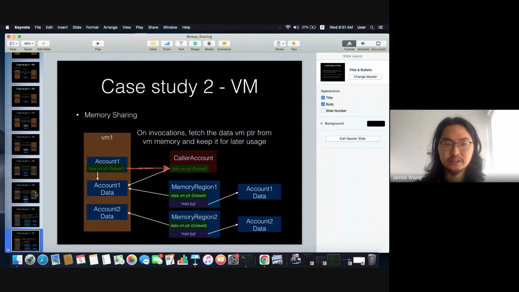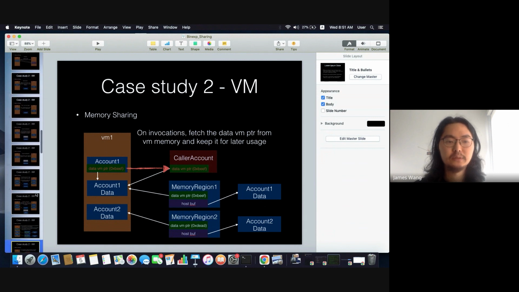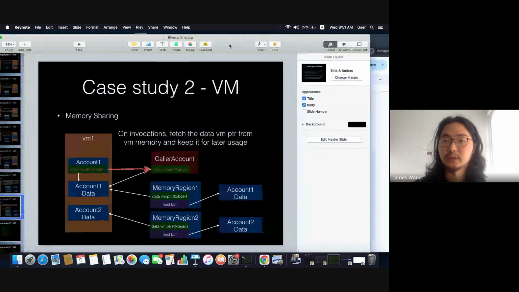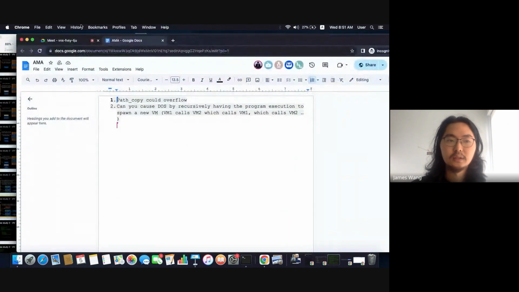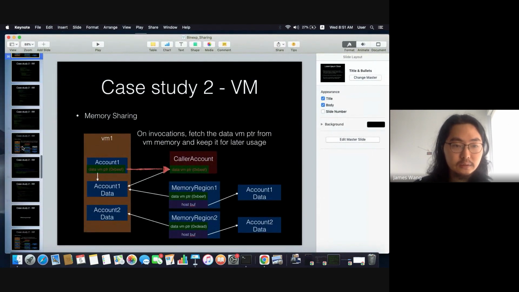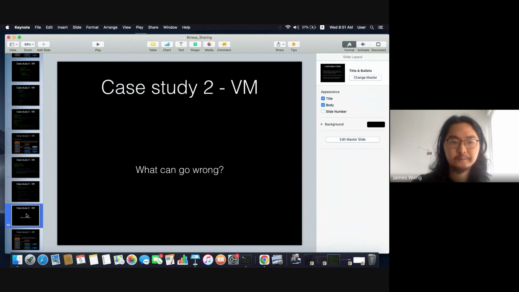Okay, any thoughts on the bug? It's not as obvious as the previous one, so it might be a bit hard. If not, let's look at the actual bug.